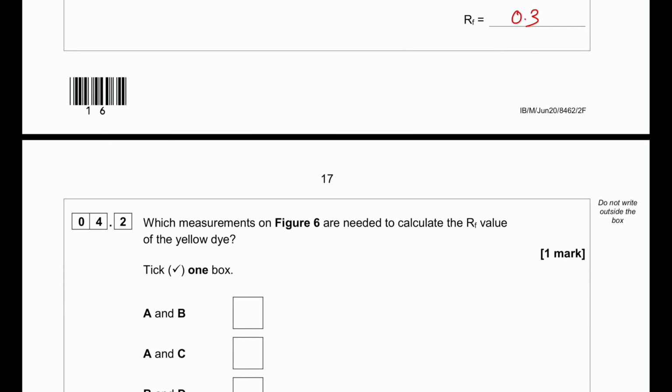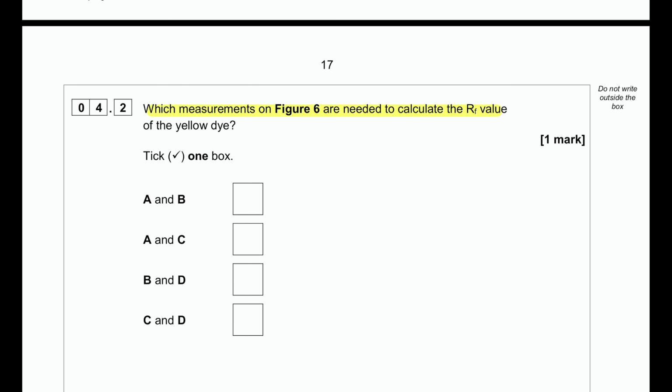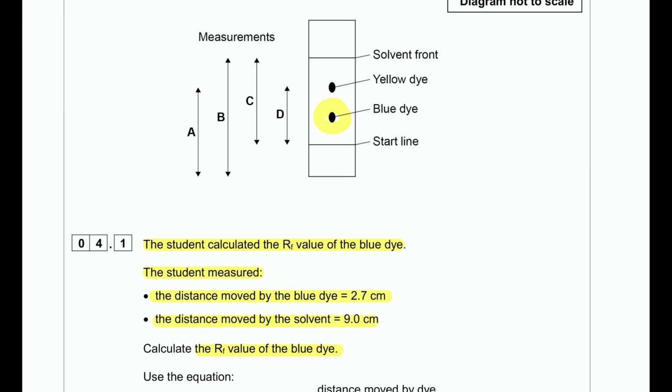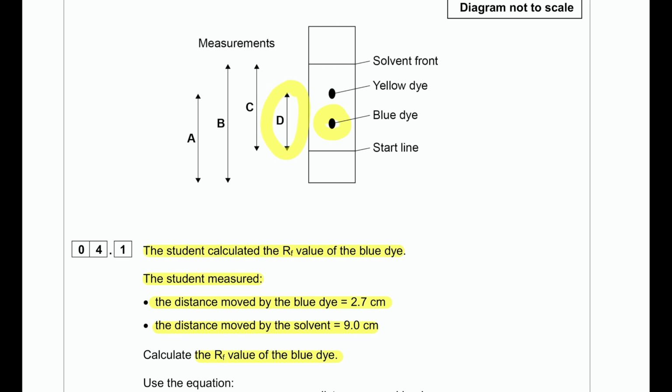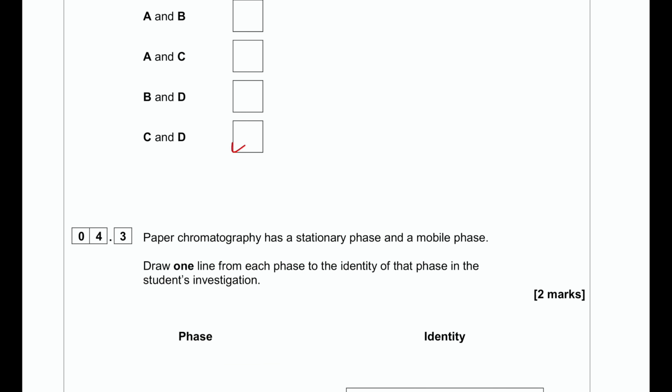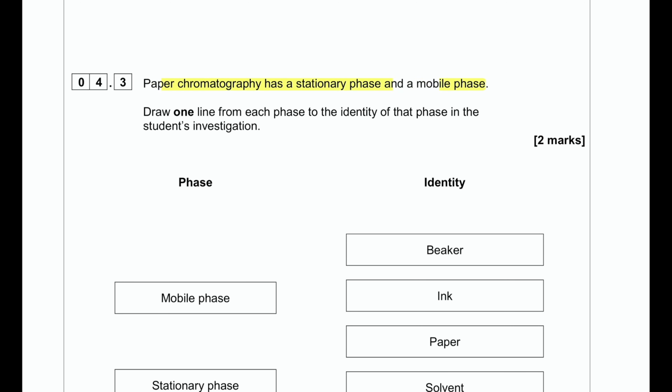So in this case, 0.3. Which measurements on figure 6 are needed to calculate the RF value of blue dye? RF value of yellow dye. Okay. To calculate the RF value of yellow dye, definitely we require T, and definitely we require from the start line to the solvent front. So C and D.